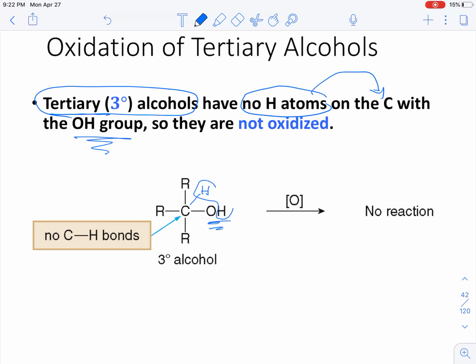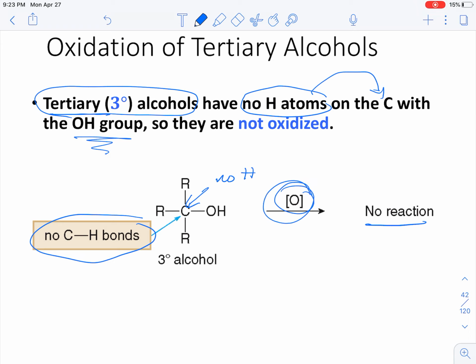And so these hydrogens are going to come together and go away, leaving you the ability to form a new connection between carbon and oxygen. So that's typically the case for secondary and primary alcohols. However, for tertiary alcohols, since there's no hydrogens on this carbon, it cannot undergo oxidation. And even if you were to introduce it to an oxidizing agent, no reaction will occur.